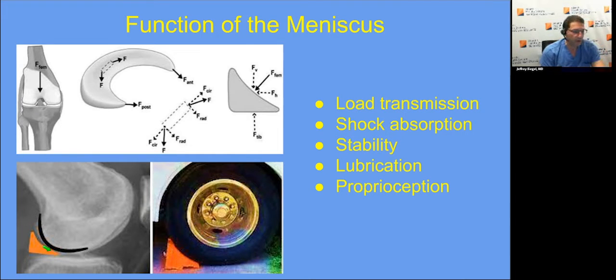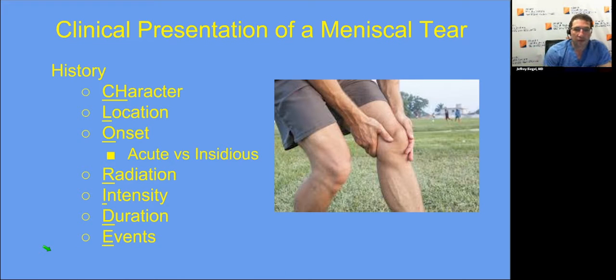A couple other functions of the menisci are lubrication. Like I mentioned earlier, the menisci are about 70% made of water by weight, and it's believed the compression of the menisci with weight bearing causes them to secrete fluid, which lubricates the joint. And it's also been shown that the menisci have mechanical receptors and most likely play a role in proprioception.